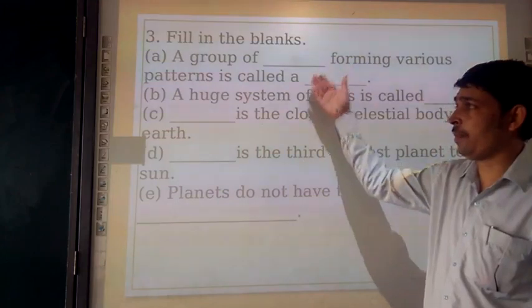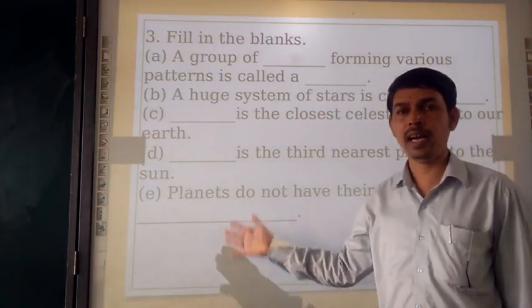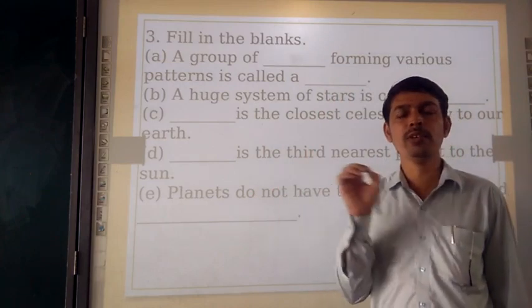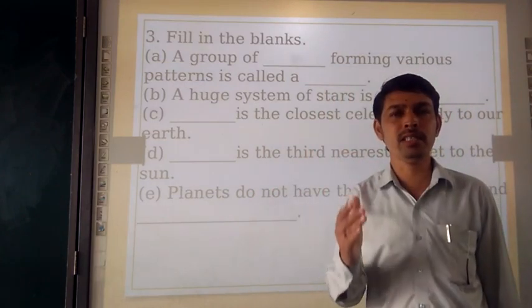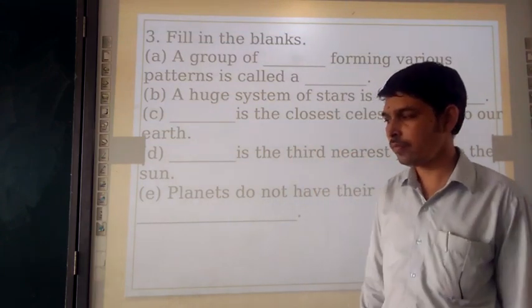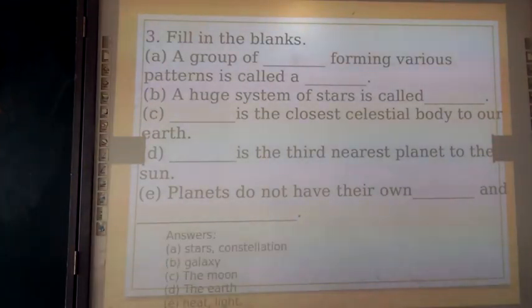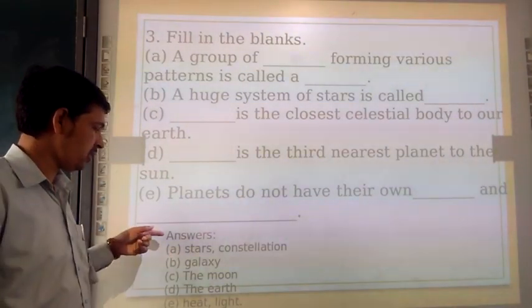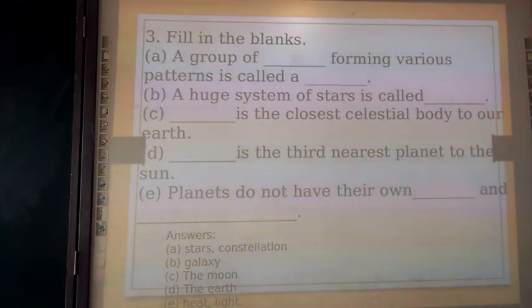Okay. So the fill in the blanks is clear to you. If you are missing out, downside I am going to show you the answers. You please copy it down because this is the first time I am discussing the question and answer with you. Right? Please see it. Downside the answers. Star, constellation, galaxy, the moon, the heat and light.